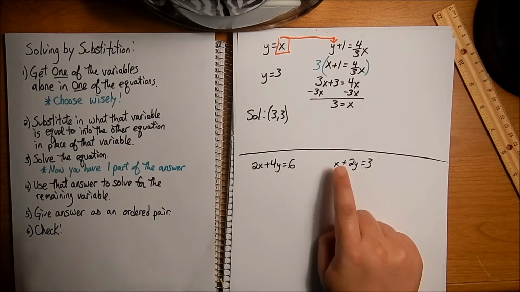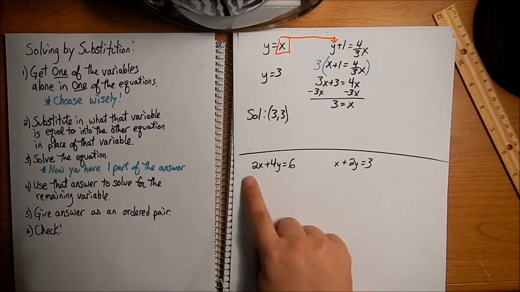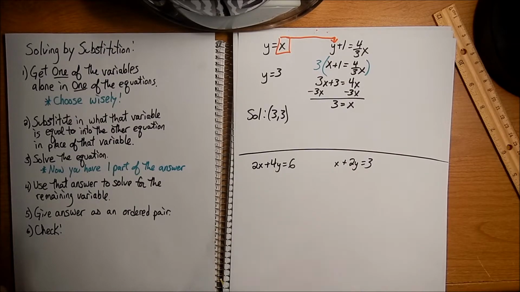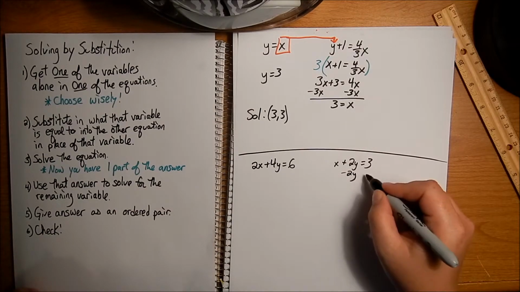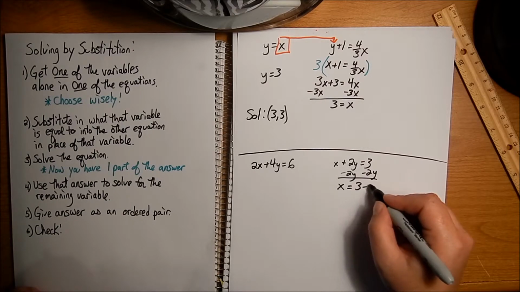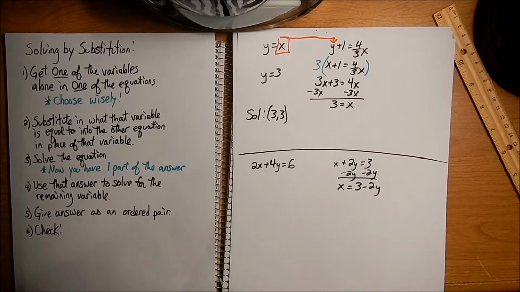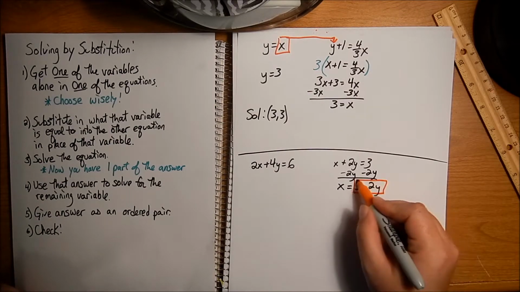Hopefully you said x, because all I have to do to get this x by itself is subtract 2y. If I tried to get anything else by itself, I'm going to have to do more work than that, and I don't want to. So let us simply subtract 2y from both sides. So now I have x is equal to 3 minus 2y. Great. So now I know that x is the same thing as 3 minus 2y.